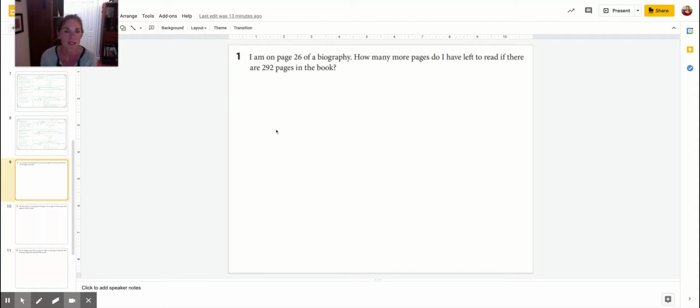So if you need a visual, you're reading a really big book. You've just gotten 26 pages into this huge 292 page book. How many more pages do you have to read? So go ahead and give this one a try. Pause me, give it a try on a piece of paper or on this slide, and then I'll go ahead and show you some strategies. Don't just skip to my strategies. You got to do the work, man. Do it.